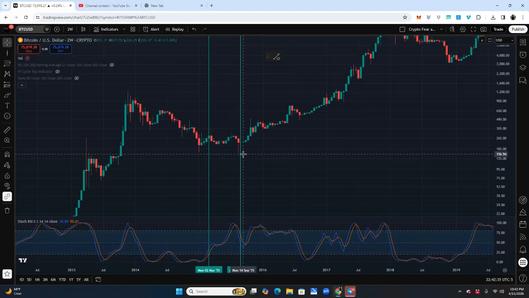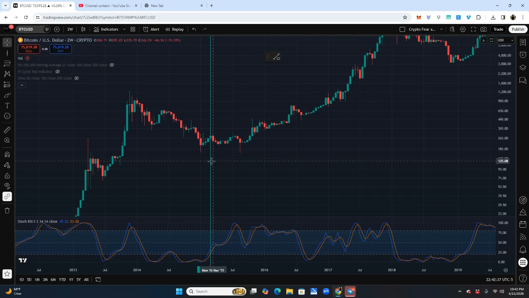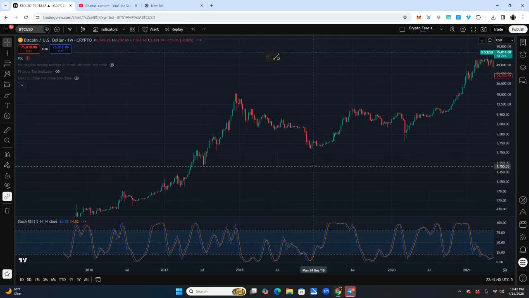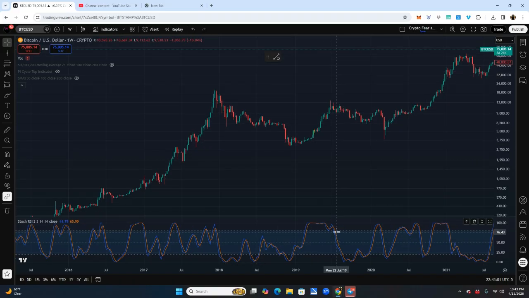So that's kind of how you would use the stochastic RSI, and then look at smaller time frames. You can go down to a weekly as well and do the same thing there. And you can look at around that same time, you passed through the 20 line right here, very close to the bottom. Okay, and you passed through the 80 line to the bottom right here. So if you would have played by that rule, you would have made a significant amount of money.